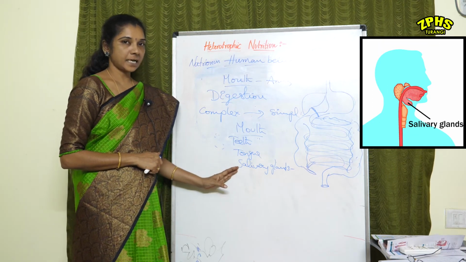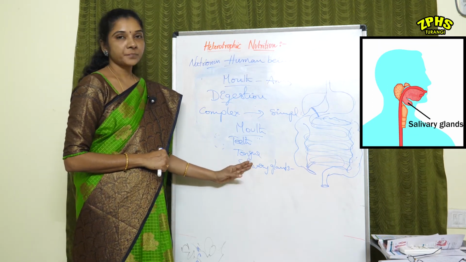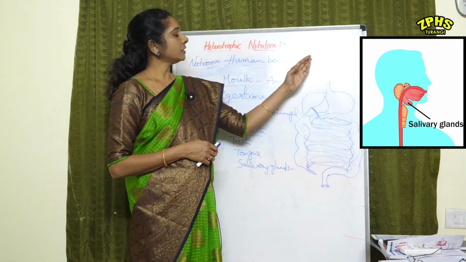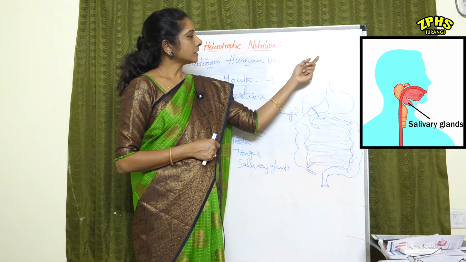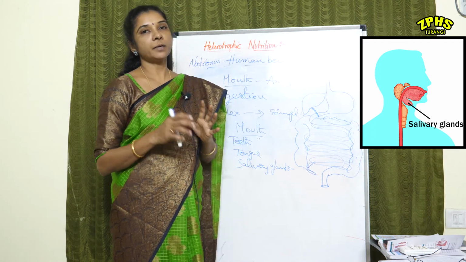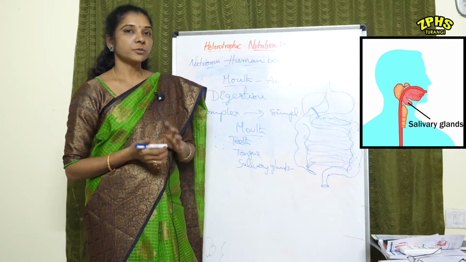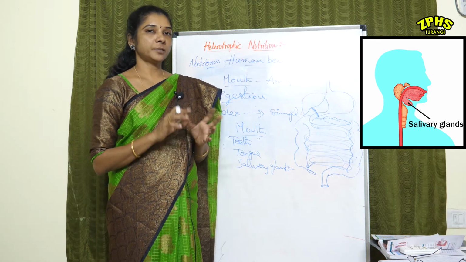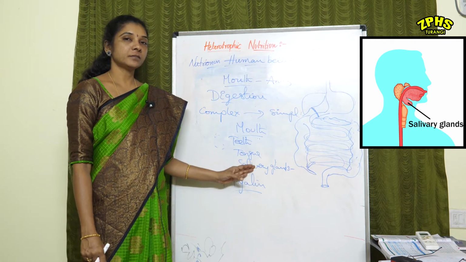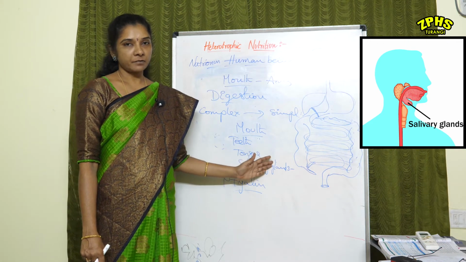And these salivary glands secrete a juice which is called saliva, and it is sent through the salivary ducts into the mouth or buccal cavity. We call the mouth the buccal cavity. So the food in the mouth mixes with the saliva.